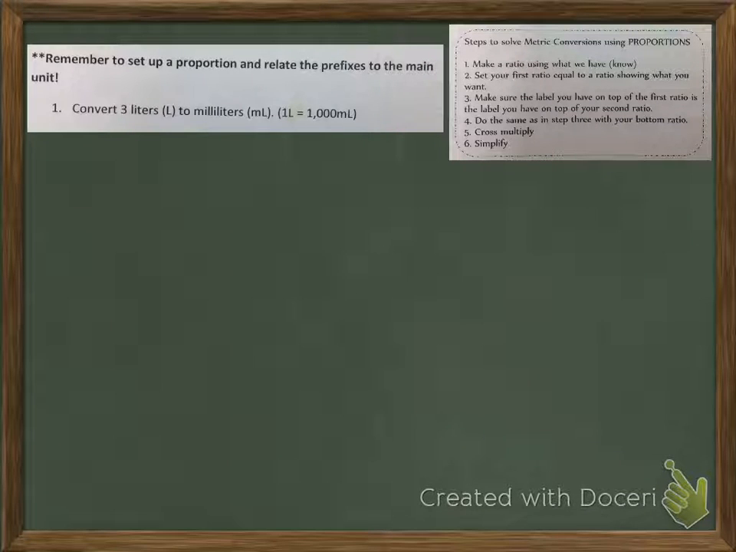So number 1 says, convert 3 liters to milliliters, and then here it gives us our conversion. So that's what we know. That's step 1, make a ratio using what we have or what we know. Well, we know that 1 liter equals 1,000 milliliters. So let's make a ratio: 1 liter over 1,000 milliliters.